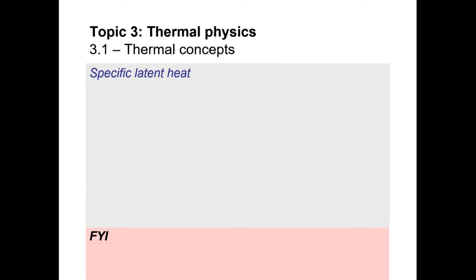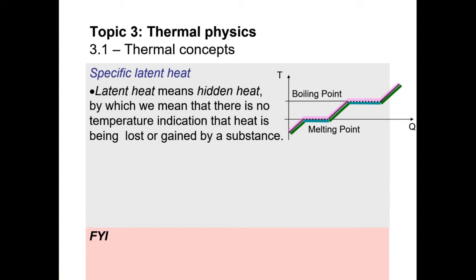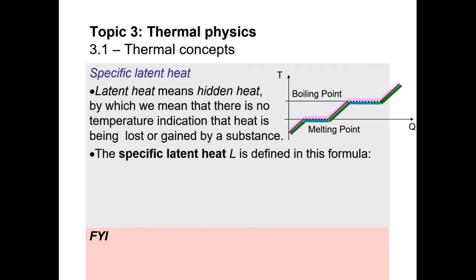Specific latent heat. Latent heat means hidden heat, by which we mean that there is no temperature indication that heat is being lost or gained by a substance. The specific latent heat happens in the phase change. In the graph, it is the blue section. Specific latent heat is defined in this formula.